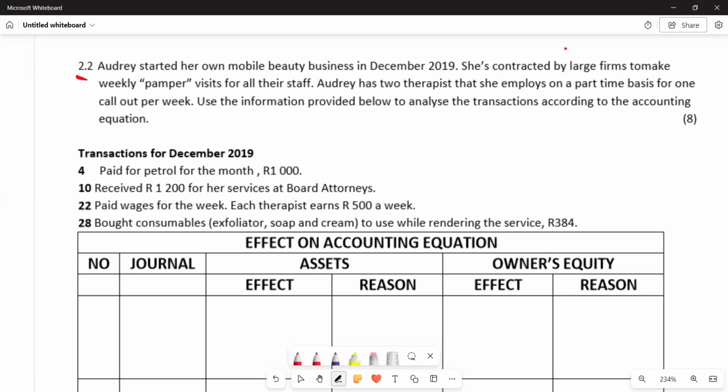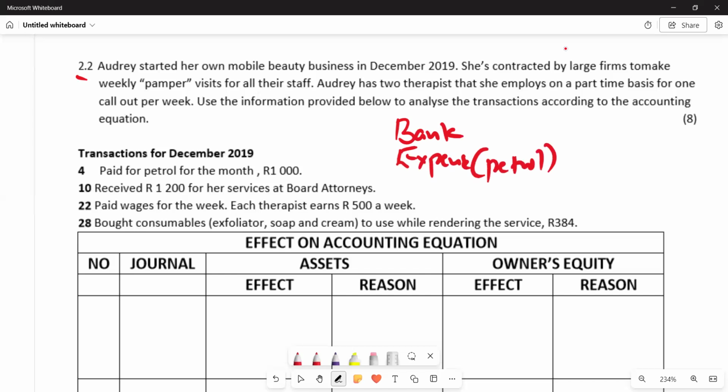So on the first transaction, we are saying we are paying for petrol. So obviously, there's bank that is involved. And then obviously we have an expense account there of petrol. So we are saying expense, and petrol in particular. So these are the two accounts that are involved.